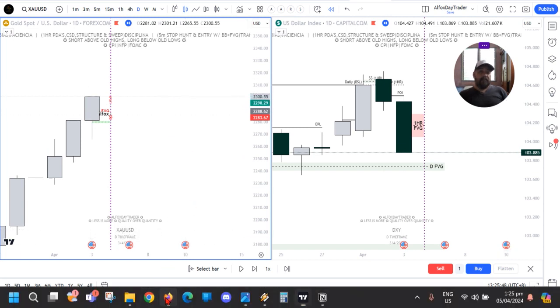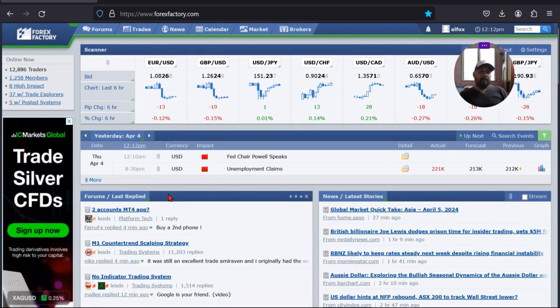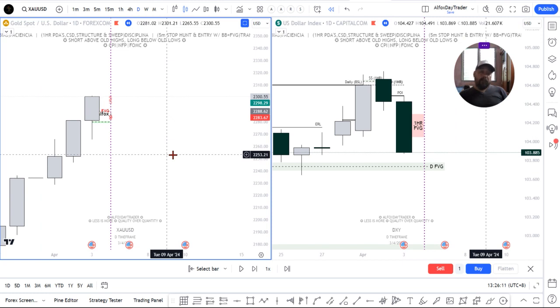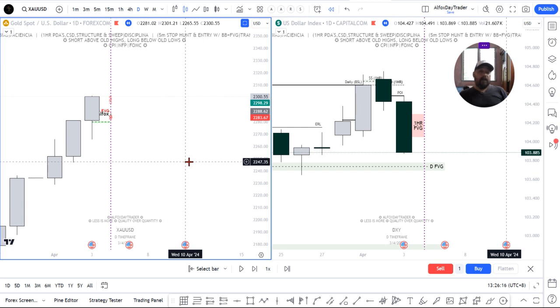So next thing I did was I checked our calendar. So yesterday, as you can see, we have upcoming, this was around in the afternoon there, and I saw that we have a red folder news, the unemployment claims, during 8:30 p.m. for USD. So my plan is to wait for red folder news before I trade. So I will trade after the 8:30 red folder news.